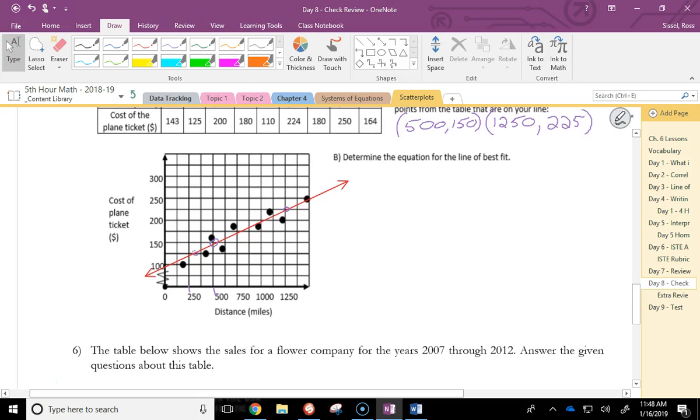Determine the equation of the line of best fit. Same thing. I would have done y2, so 225 minus 150, over 1,250 minus 500. Mine would come out to 110.